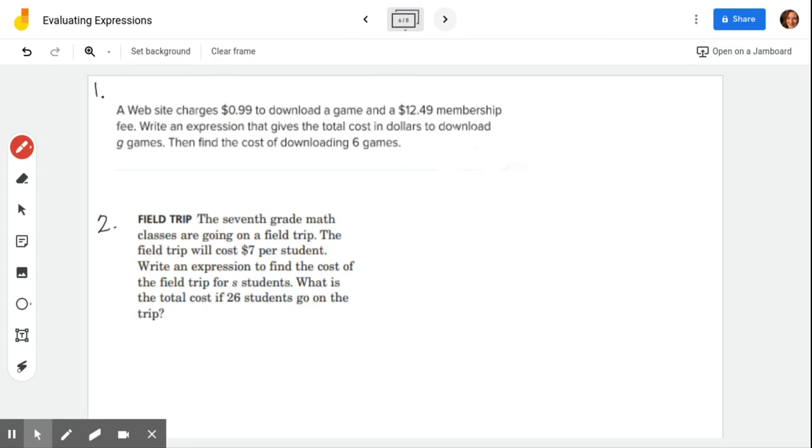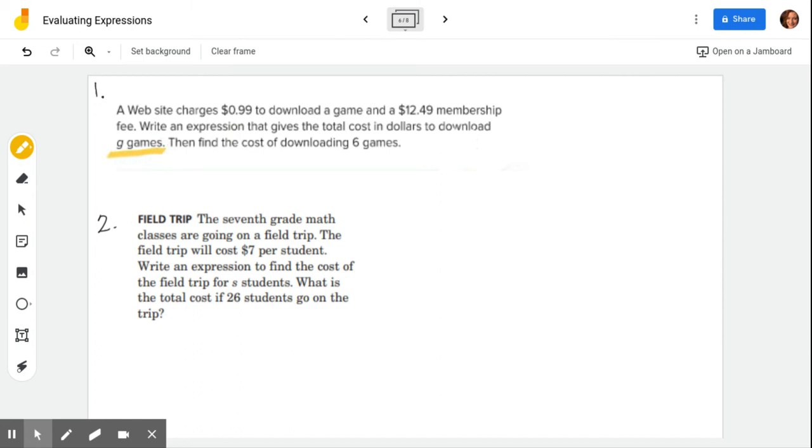Number 1 says a website charges 99 cents to download a game and a $12.49 membership fee. Write an expression that gives the total cost in dollars to download G games. Let's pause there for a second. So if you noticed, they mentioned that they want us to use G for games.